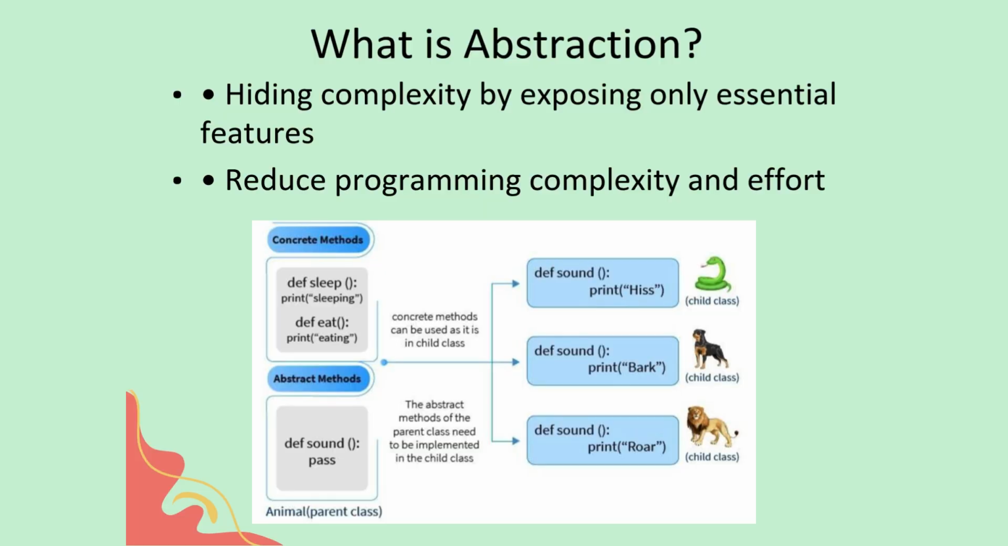What is abstraction? Abstraction hides the implementation details and shows only the essential features. It simplifies programming and allows users to work with objects without worrying about how they work internally.